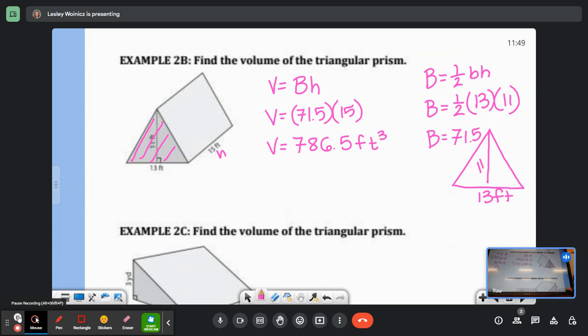Did we mess up? Yeah. What do you mean twice that? Well, because you saw. Okay, so it was 1072.5 cubic feet. Okay, any questions about this one? Nope. Okay, perfect.